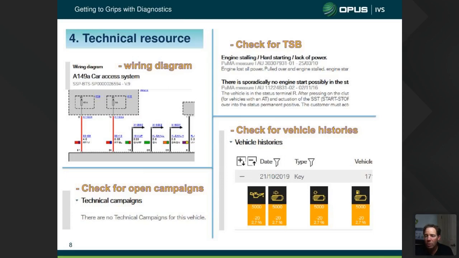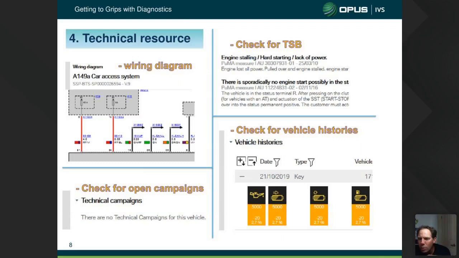So there was a TSB on this, and if we have a look up here, engine stalling, hard starting, or lack of power, that could be one of the symptoms. Or there's sporadically no engine start. So BMW speak, sporadically, intermittently, no engine start. Possibly... I can't read what the rest of that is, it's been cut off. The vehicle's in a status terminal R, pressing the clutch, the vehicle's actuation, start, stop, status performance, the customer must attach something. So there could be a fault there.